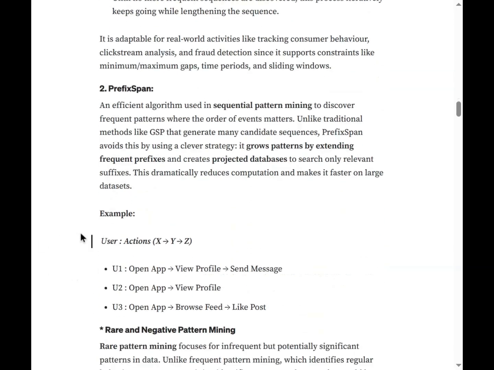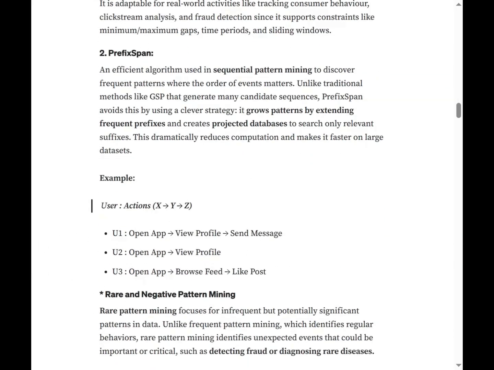The second one is PrefixSpan. It is also an efficient algorithm used in sequential pattern mining to discover sequential frequent patterns. This avoids generating candidates by projecting only the relevant suffixes, making it faster. It grows patterns by extending the frequent prefixes and creates the projected database to search only relevant suffixes. So for an example, users and their actions are projected below.